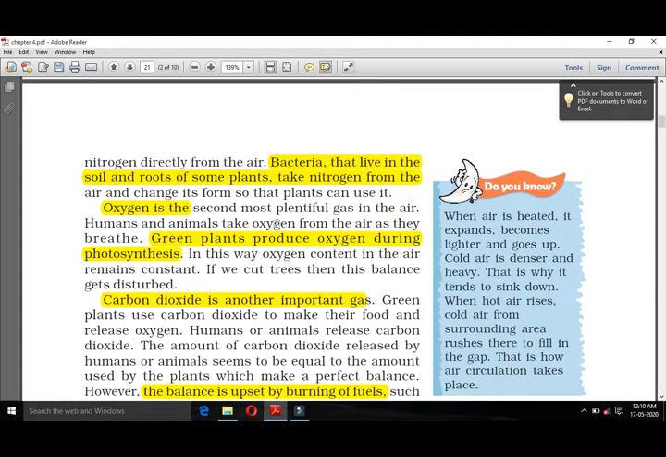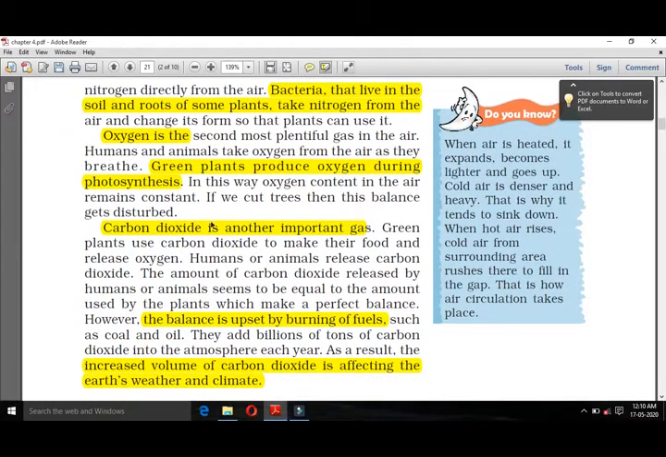So here, oxygen. Human beings and animals take oxygen for their survival. Green plants produce oxygen during photosynthesis, and human beings and animals take oxygen for their own breathing and survival. It is very important that carbon dioxide and oxygen should be in proportion. If it gets imbalanced, then we get disturbed. Our air also gets disturbed.